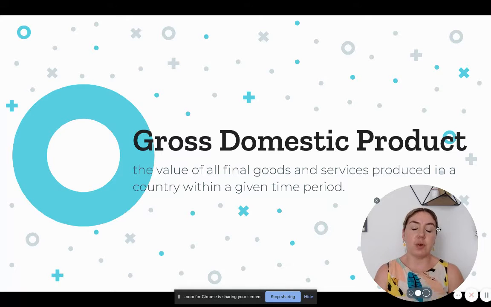But basically what we're talking about with gross domestic product is the measure of all our final goods and services that our country is producing within a particular time frame. And we'd normally be generating GDP quarterly, so every 3 months. And that's the general publication of those bits of data.